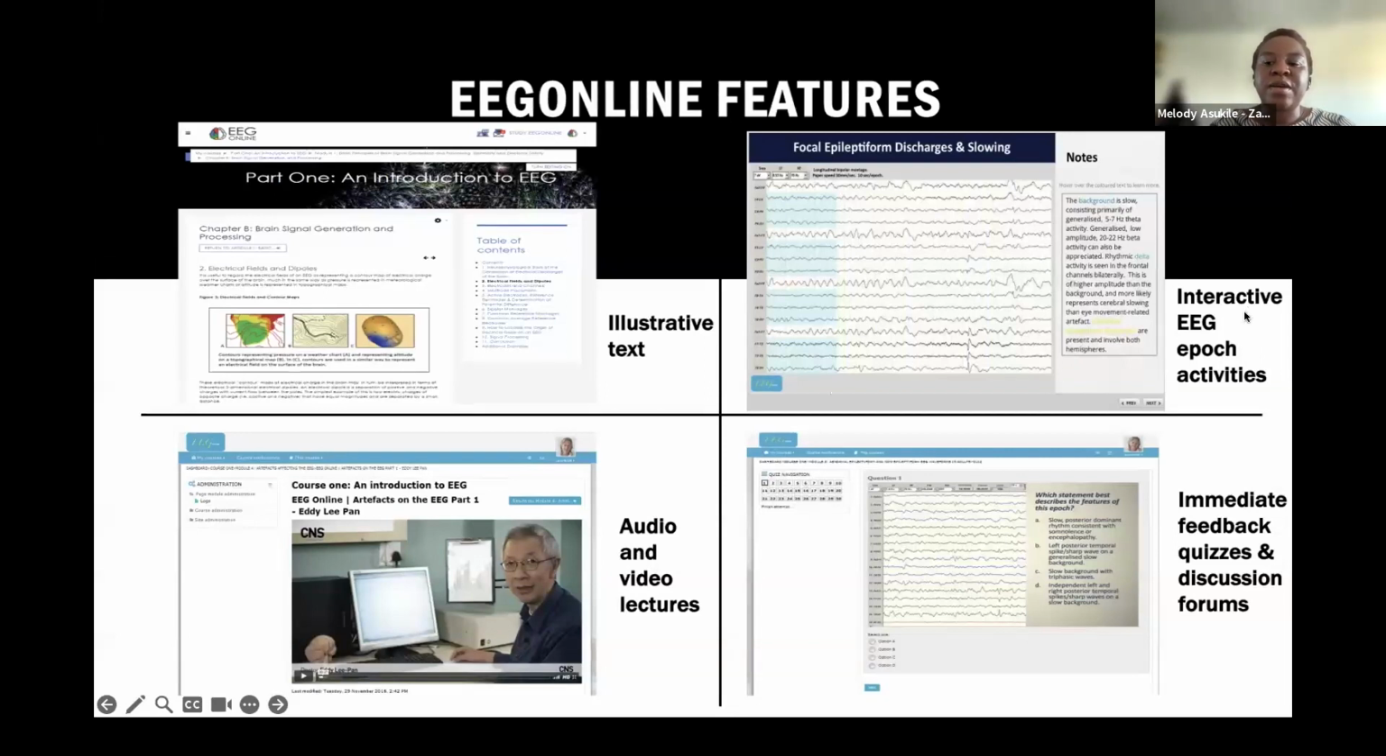We've got these interactive EEG epoch activities. So you get to see snapshots of EEGs and you interact with them. For example, here in this text, if you click on the blue text, it will highlight the blue. If you click on the green, it will highlight what's green. And that way you interact with the EEG.